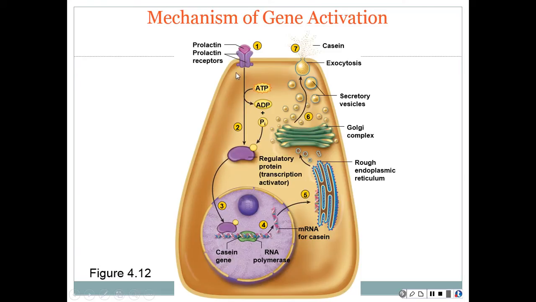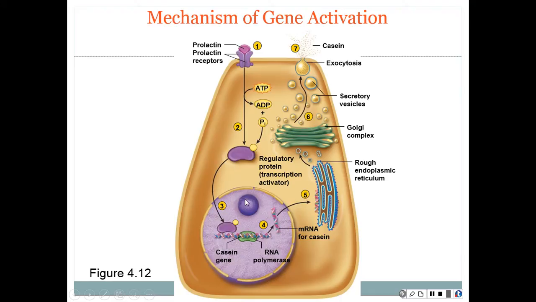We have the hormone prolactin, which binds to the receptors on the plasma membrane of the mammary gland. Now, the binding of the receptors, what is it going to do? It's going to start triggering the regulation of the protein in the cytoplasm. Of course, you need ATP. ATP is always needed, and with that ATP being utilized, you have ADP plus a phosphate group, and this phosphate is utilized to help with regulation of the protein, which is our transcription activator.